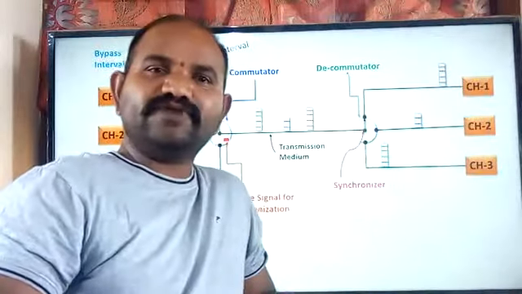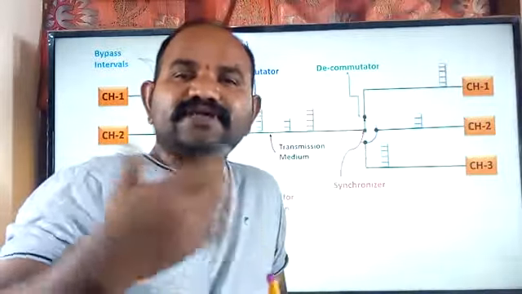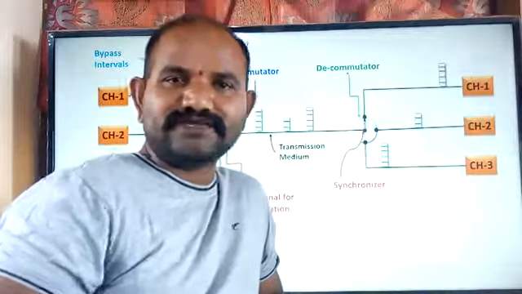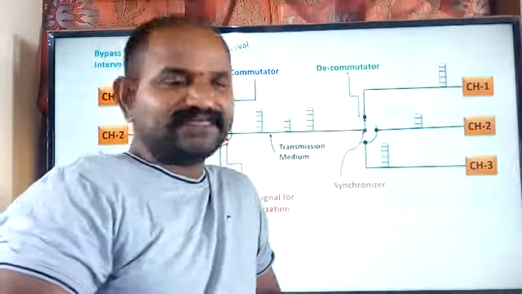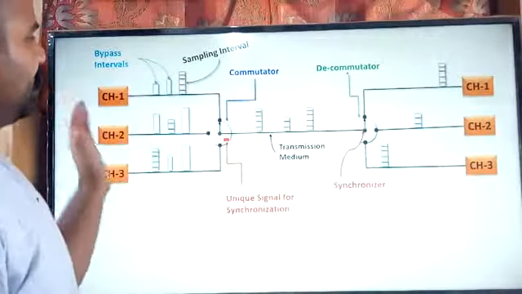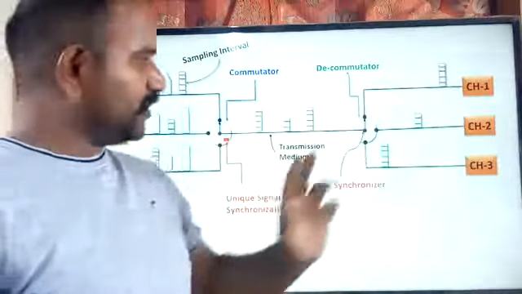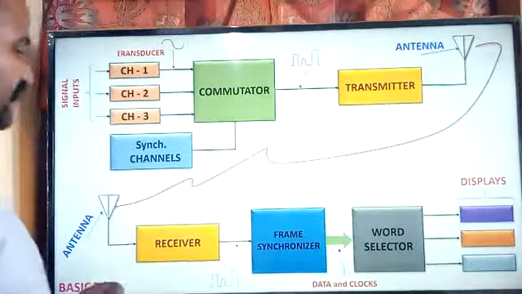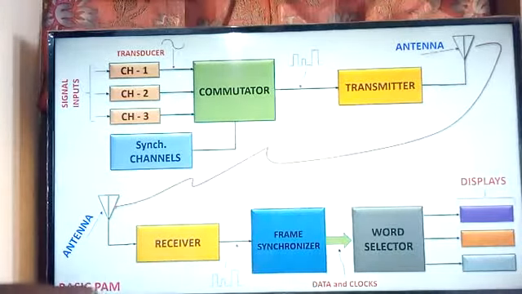Using that frequency band, we are able to send the multiple channels' information using the sampling theorem concept. With the help of the sampling theorem concept, using the time division multiplexing, we are going to send the information from the transmitter to the receiver. Okay. So based on this only, we are having the concept called pulse amplitude modulation. Basic concept of the pulse amplitude modulation.